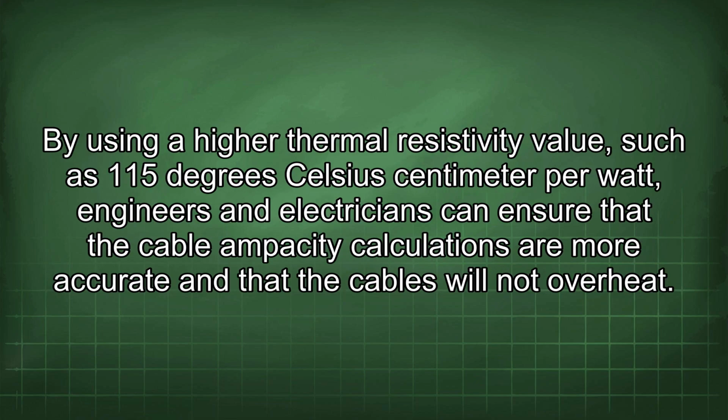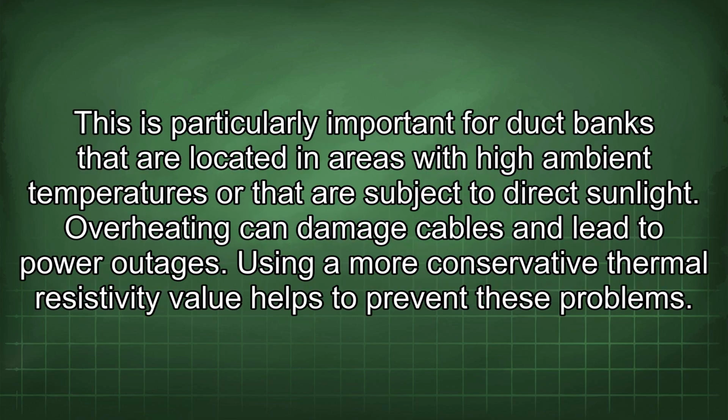By using a higher thermal resistivity value, such as 115 degrees Celsius centimeter per watt, engineers and electricians can ensure that the cable ampacity calculations are more accurate and that the cables will not overheat. This is particularly important for duct banks that are located in areas with high ambient temperatures or that are subject to direct sunlight. Overheating can damage cables and lead to power outages. Using a more conservative thermal resistivity value helps to prevent these problems.